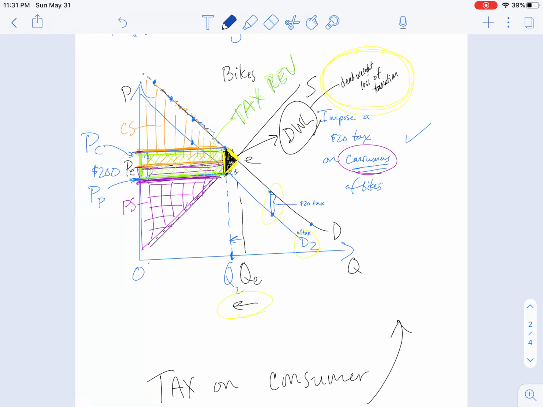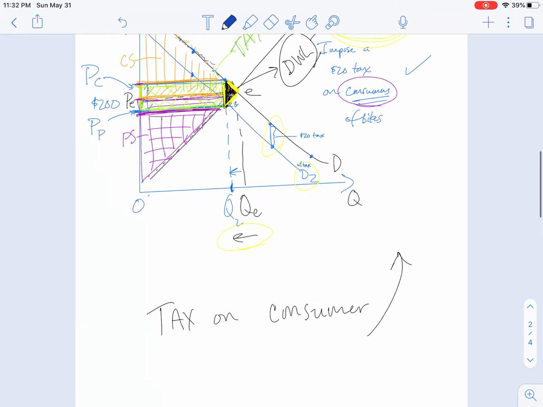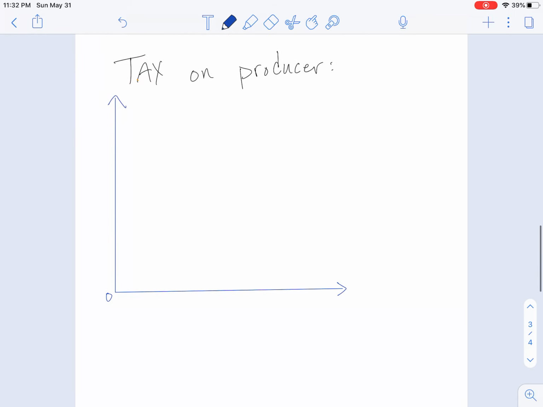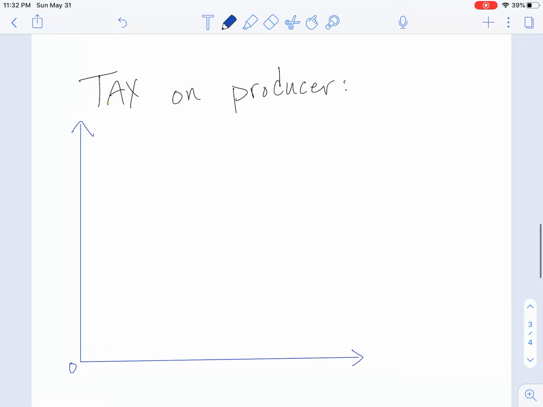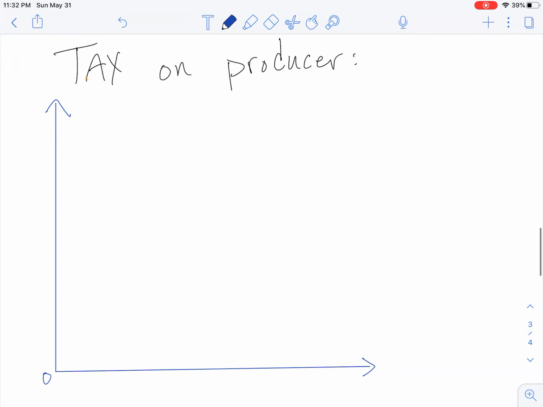All right, welcome back. So we looked at the tax on the consumer, and we thought of that as a shift in the demand curve by the vertical amount of the tax. We did that in the last video. Now I want to move on and put a tax on the producer. So make this a little bit bigger. There we go. So we're going to put a tax on a producer.